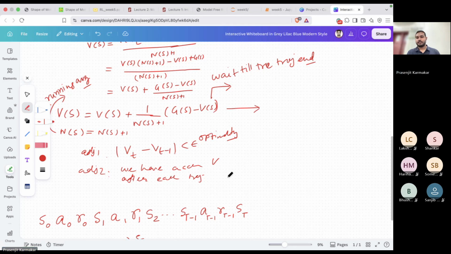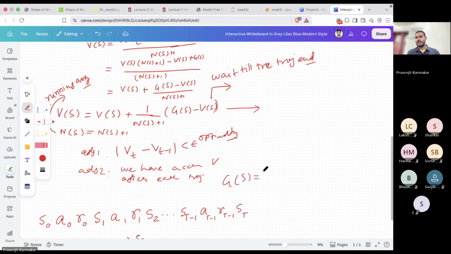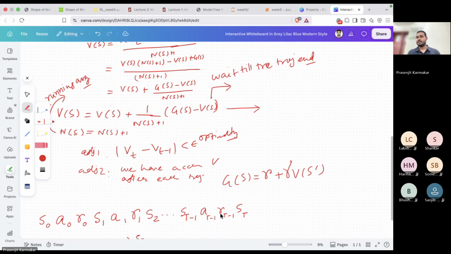What is GT? G_t is R plus gamma V of S prime. That's my G_t, right? So we just substitute G_t with an estimate of this. That's TD learning. Now we don't have to wait till the entire trajectory. We can just substitute G_t with its Markov substitute, this Markov approximation, which is basically R plus gamma times the next value.